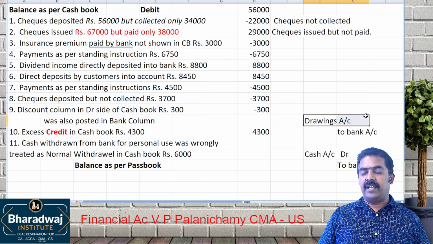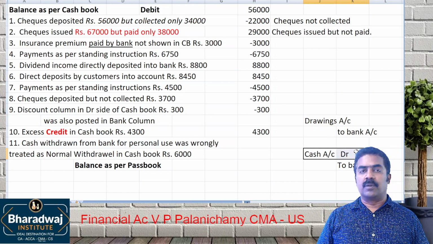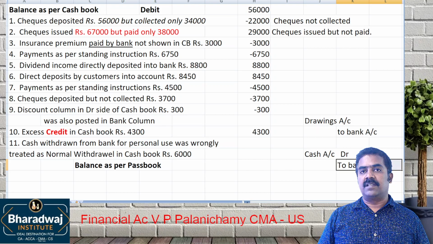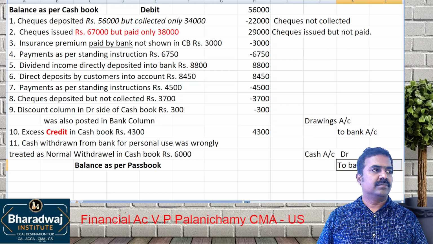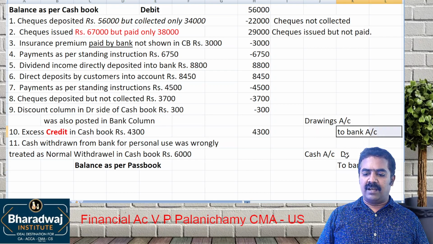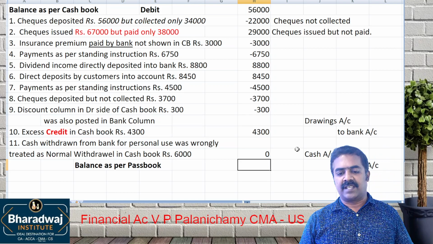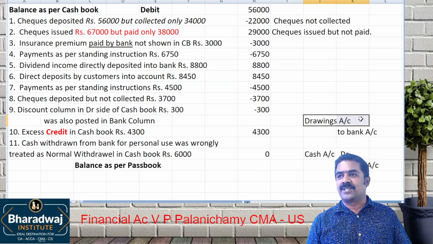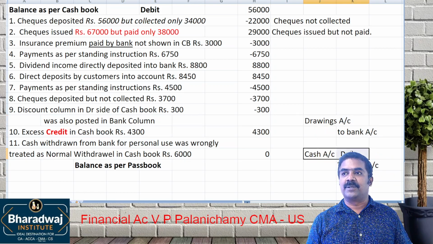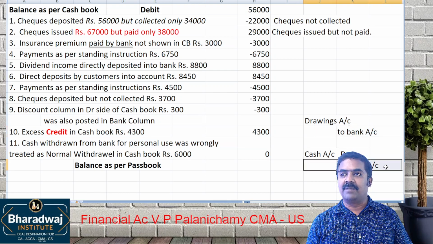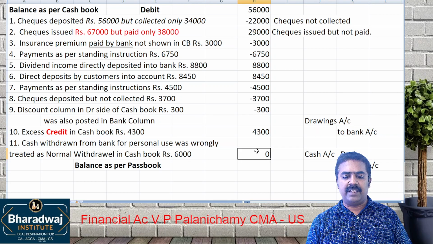See, instead of debiting drawings, we debited which account? Cash account. Wait, is your bank column affected because of this? No. Anyhow, in the bank column it is recorded. So no error or rectification required. Once again, drawings account should be recorded, but we recorded cash account. Look at the bank column. Is there a mistake in the bank column? No mistake in the bank column.